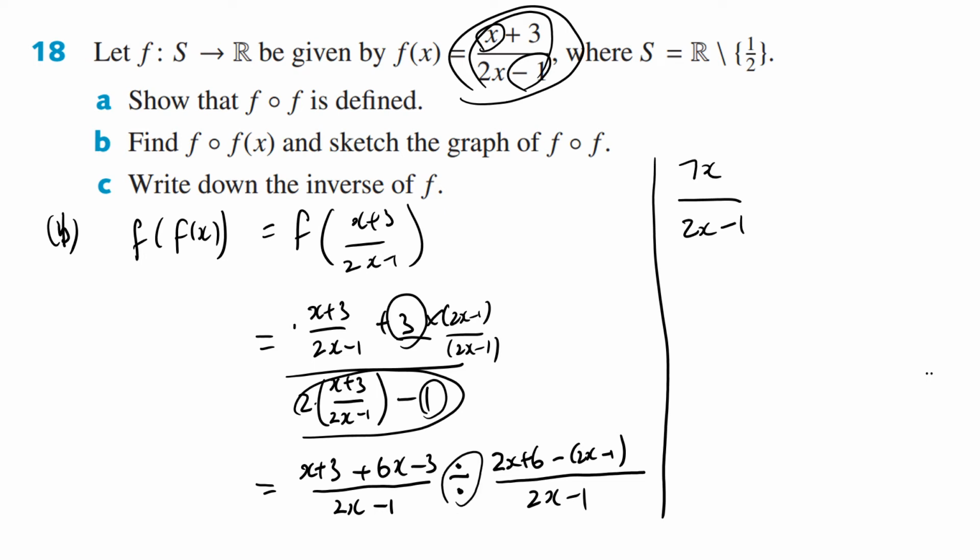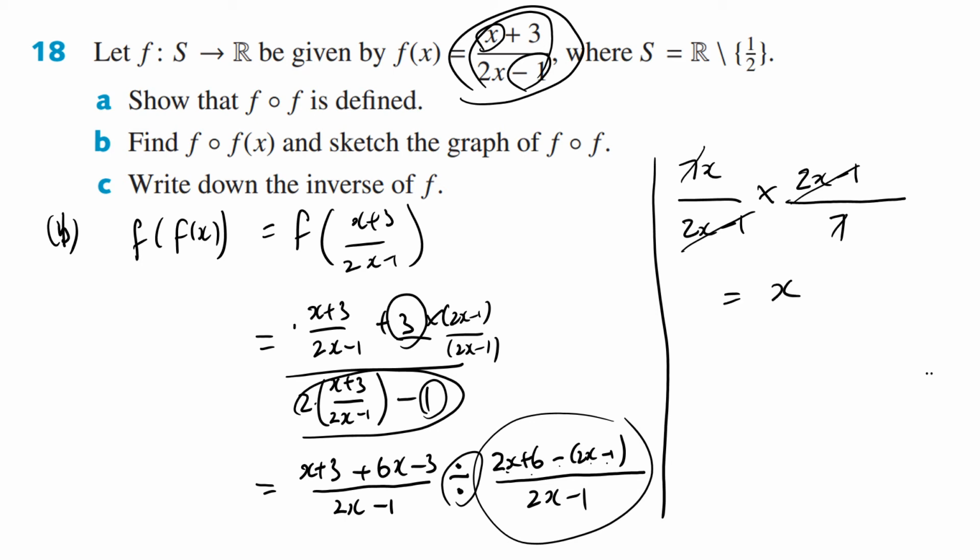Here we're going to change the divide into a times. So we're going to use the stay, change, flip, and that means we're going to flip this fraction upside down. That makes that 2x minus 1 on the top, and on the bottom we've got 2x minus the 2x, that's 0. And then we've got 6 minus negative 1 is 7. Oh, look at this, things are going to cancel out here. So the 2x minus 1 cancels the 2x minus 1, the 7 cancels the 7, and that means you've got x. So the answer to part B is just, well, it's just x, isn't it?